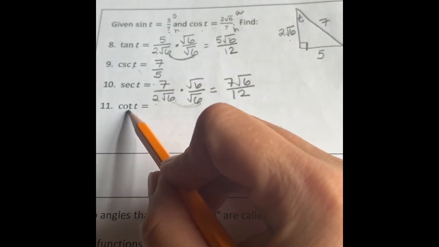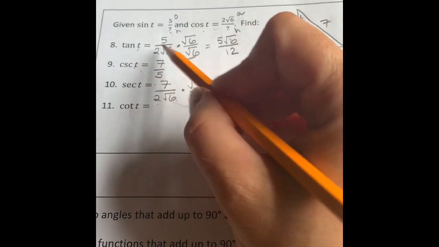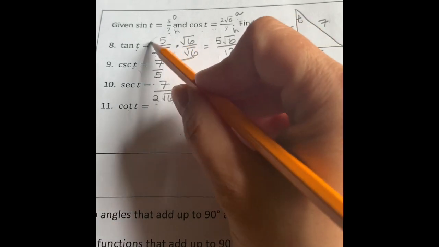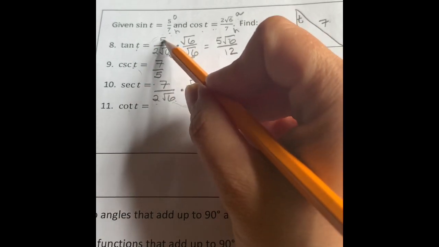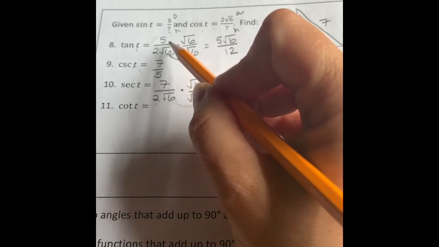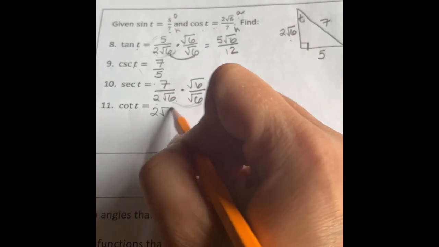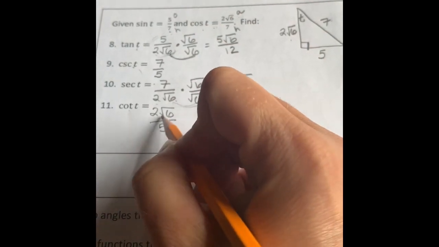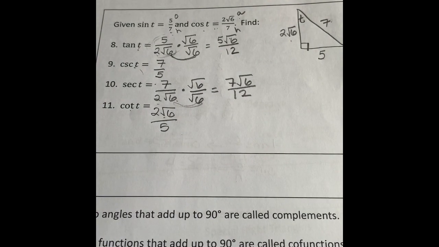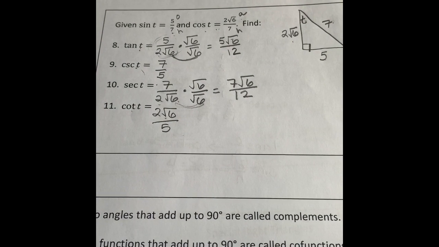Cotangent is the reciprocal of tangent. So let's start with what we originally wrote for our tangent. Tangent was 5 over 2 square root of 6. So if I flip that, I get 2 square root of 6 over 5, and that's just my answer. I don't have to do anything with that square root of 6 since it's in the numerator.